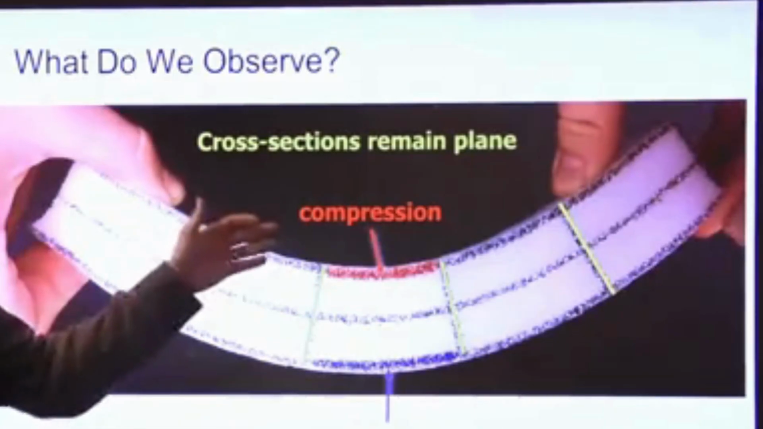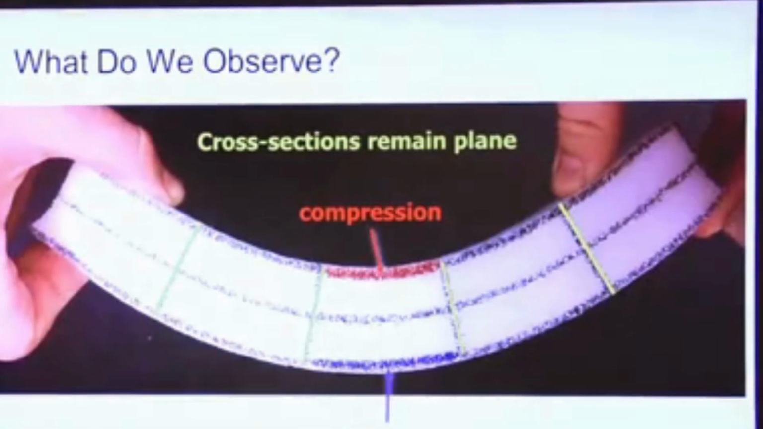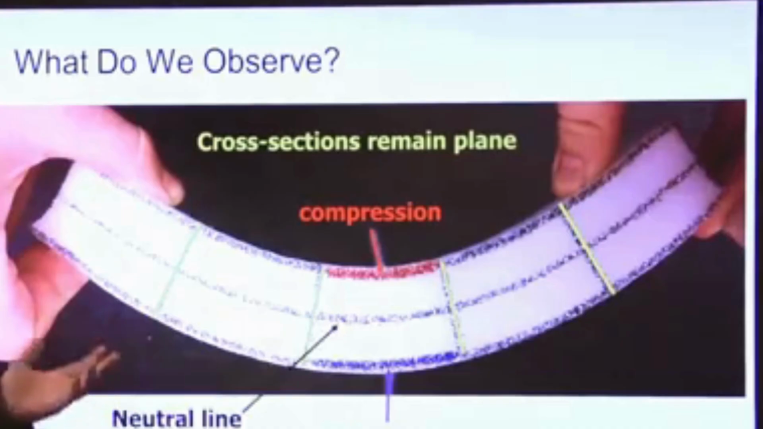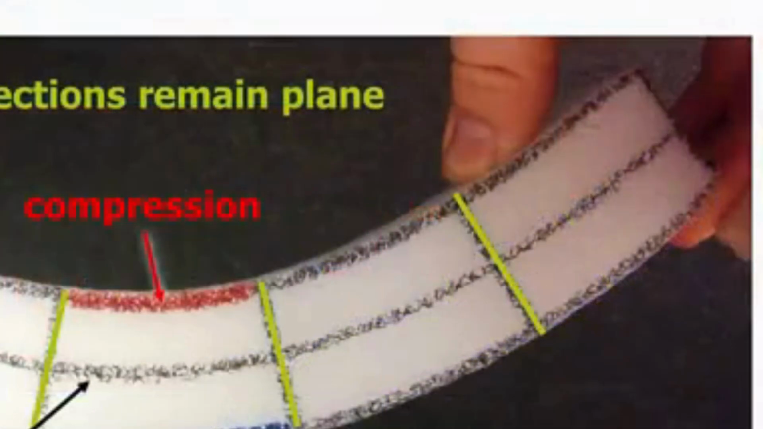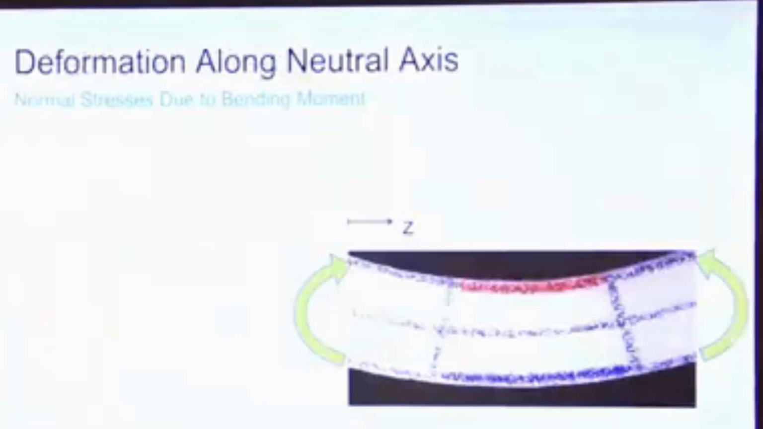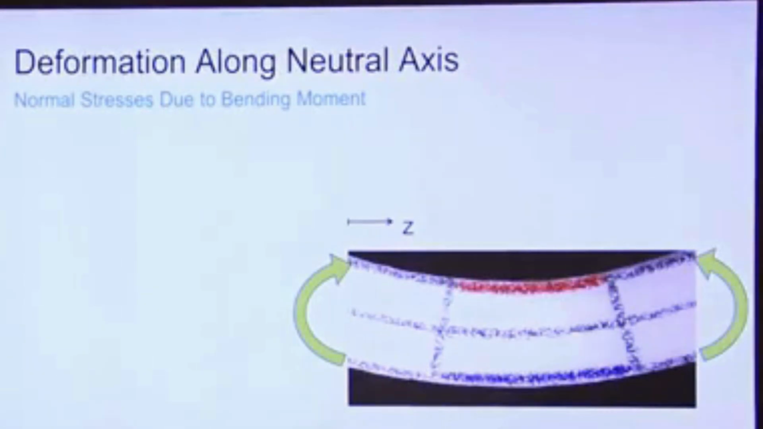And because we have compression on one side and tension on the other side, there has to be some point, although it may not be exactly there. In this case, I know a priori it is, but we know there must be a line or a fiber within the beam in which there is no elongation, no deformation. So what we're going to do is take those observations and try and translate it into a description of the strain and then stress distribution in our beam.